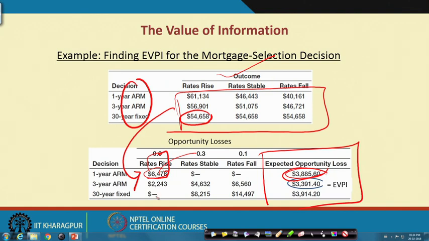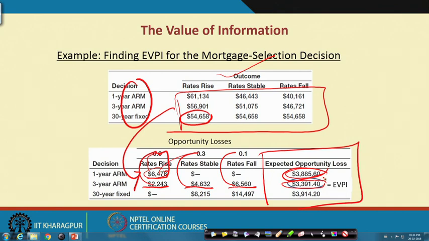3885.6. Similarly, in the case of 3-year ARM, we have 2243, 4632, and 6560. This is multiplied by 0.6, this by 0.3, and this by 0.1. So this will give you this much. That means it is nothing but a weighted average of all these 3 possible outcomes for the 3-year ARM.